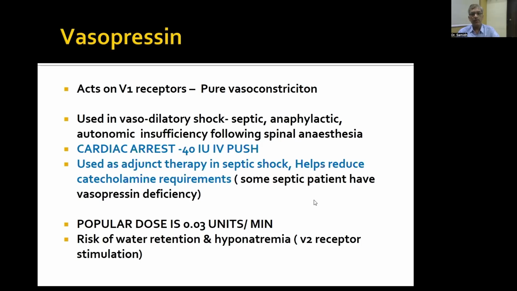Some septic patients may have a vasopressin deficiency, and even if you go on increasing the norepinephrine dose, the patient may not respond. In those cases, when escalating doses of norepinephrine is not working, adding vasopressin, the majority of the time, helps. The popular dose is 0.03 unit per minute. Because of V2 receptor stimulation, it can cause water retention and hyponatremia.